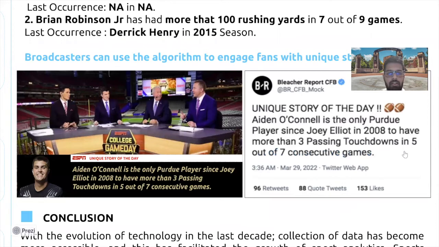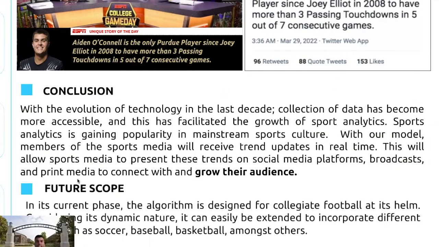Broadcasters can use this algorithm to engage with fans via unique stories. The image on the left shows ESPN using our stories in talk shows to engage with viewers. On the right, you can see how sports bloggers can get massive engagement on Twitter and other platforms using our unique trend stories. Sports analytics is gaining popularity. Movies like Moneyball have been highly appreciated, and this shows that the trend is likely to grow even further.